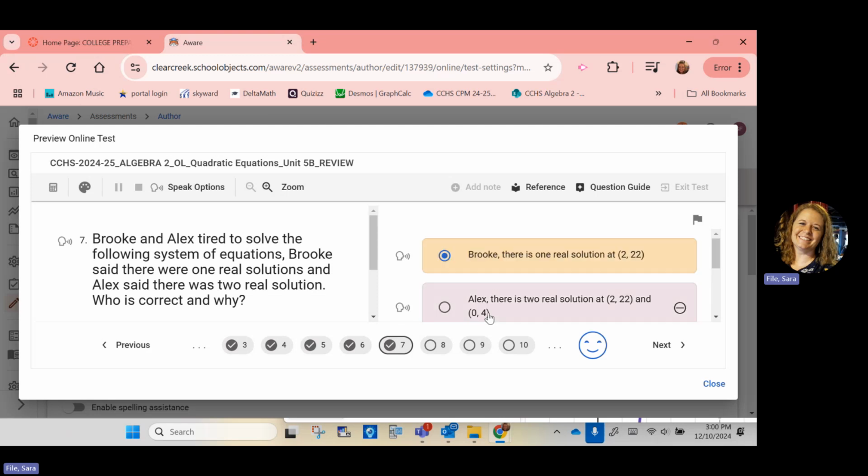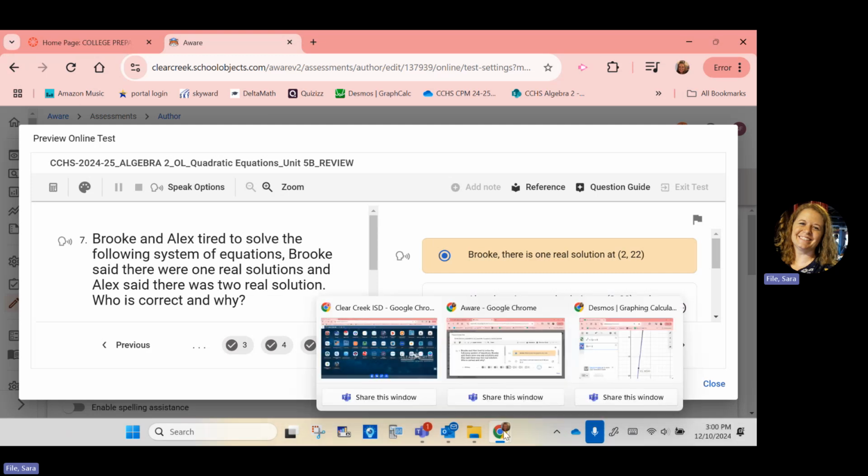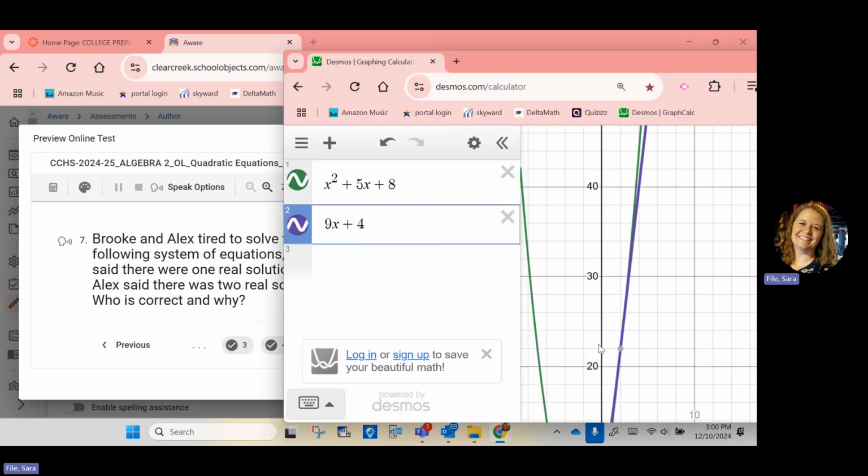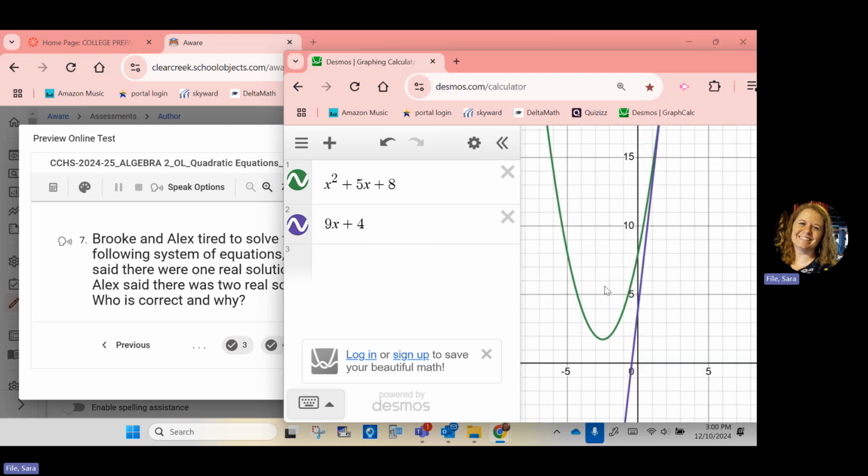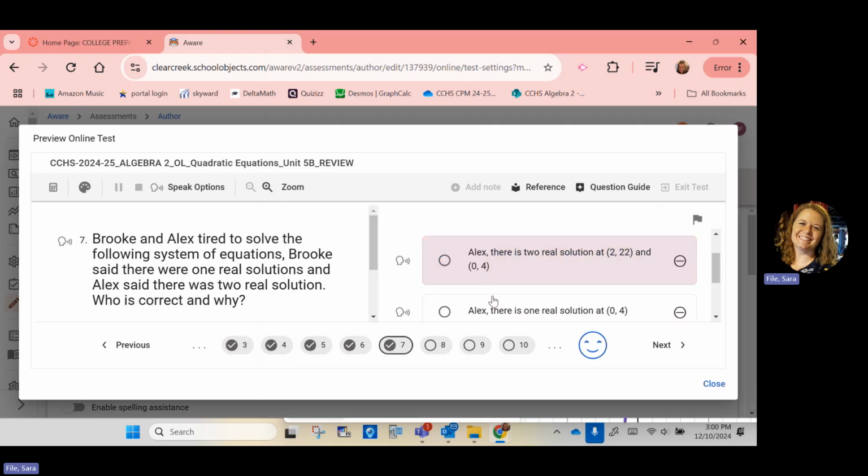Alex's other solution was at (0, 4). They do not cross at (0, 4). That you don't even have to zoom in to see. (0, 4) is here. They are not intersecting at that point. So that is definitely not right.